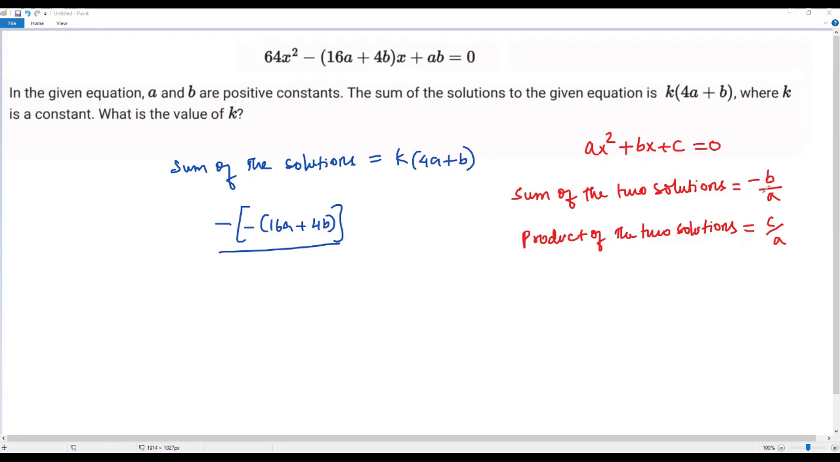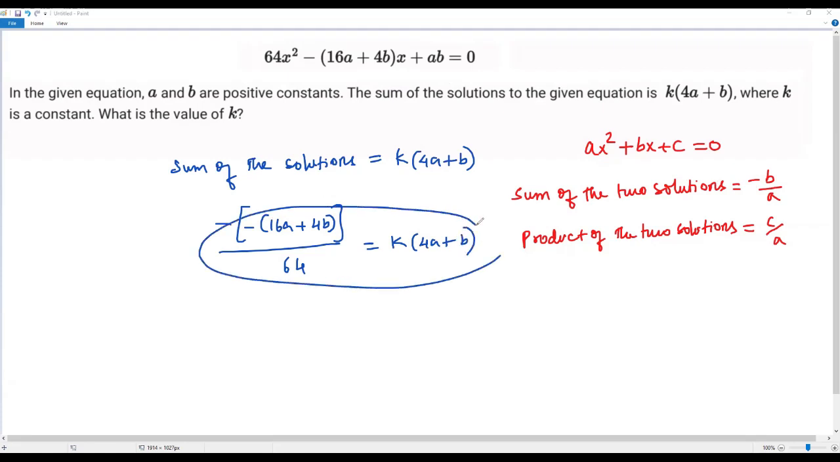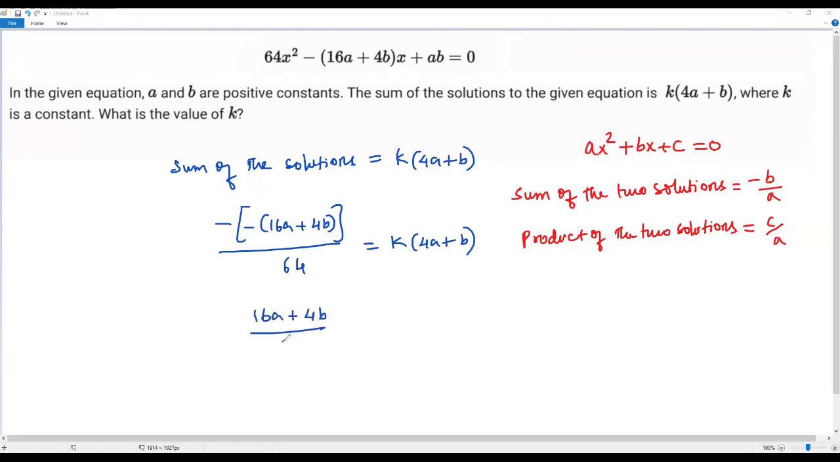And now we have to divide this by a. A means the coefficient of x². So in the given quadratic equation, the coefficient of x² is 64. On the right side, we can write this as it is, that is k times (4a + b). Now in this equation, we have to solve for k. Here we can multiply this negative and negative. Negative times negative is positive. Then we get (16a + 4b) over 64 equals k times (4a + b).